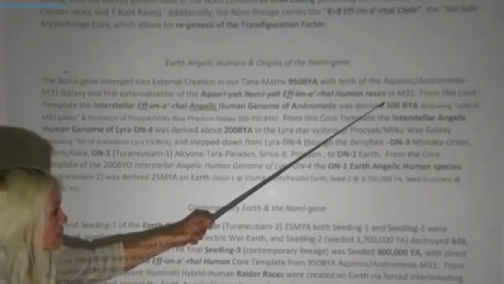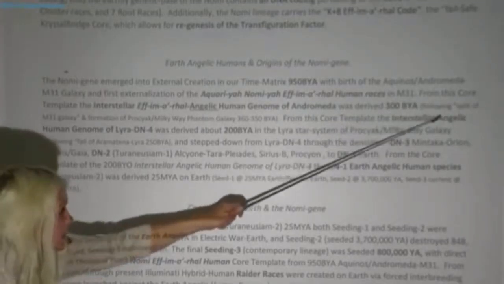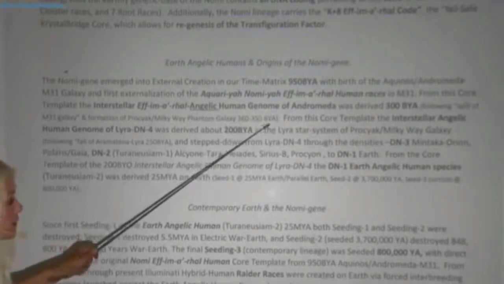The NOMI gene emerged into external creation in our time matrix 950 billion years ago, with the birth of the Aquinas Andromeda M31 galaxy and the first externalization of the Aquaria Nomia ephemeral human races in M31 Andromeda. From this core template, the interstellar ephemeral angelic human genome of Andromeda was derived 300 billion years ago, following the split of the M31 galaxy and formation of the Procyon Milky Way phantom galaxy 360 to 350 billion years ago.